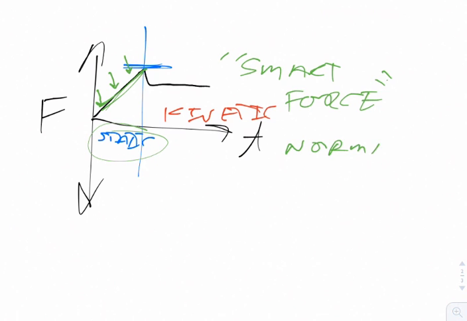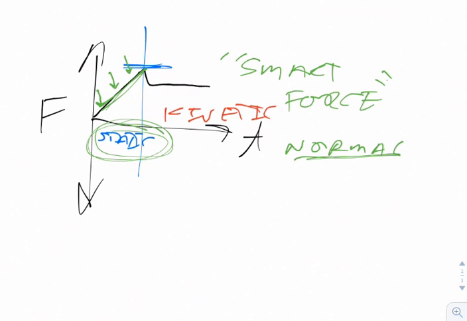If you think about it, how hard does the table push up on a box of books? Well, equal to the weight of the box of books to keep it at rest. If you put another box of books on top of that and double the gravitational force, then as long as the table's strong enough, it's going to double the normal force to support both boxes of books. And so these normal forces are as great as they need to be to keep equilibrium. And static frictional force is a smart force.